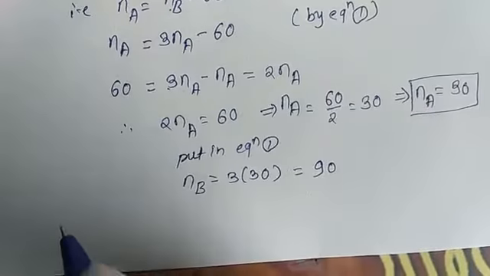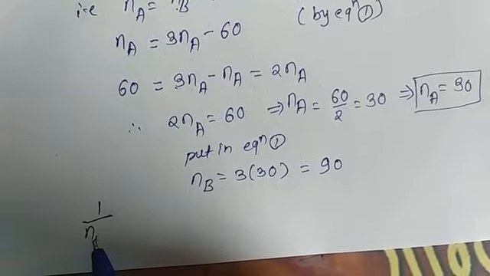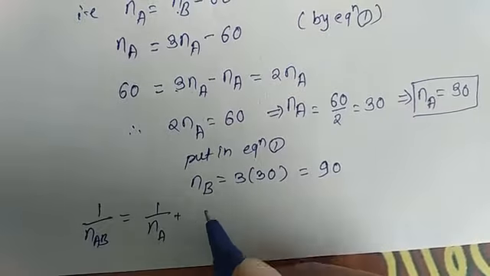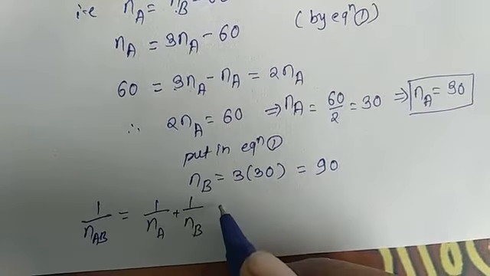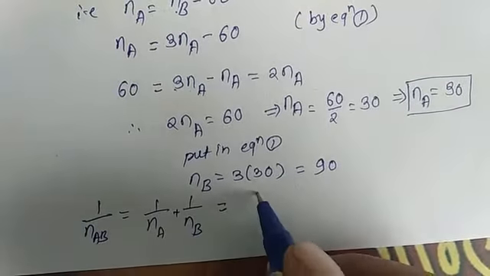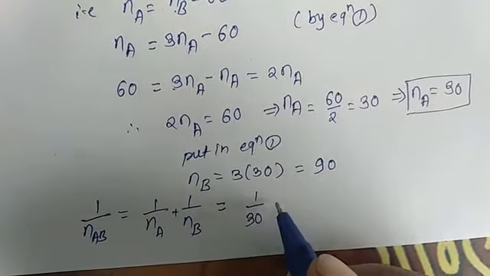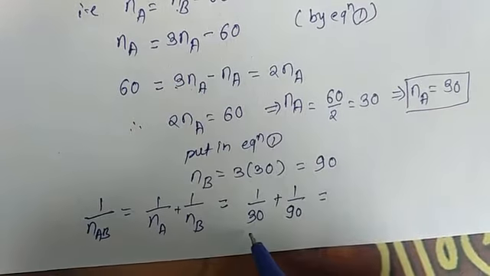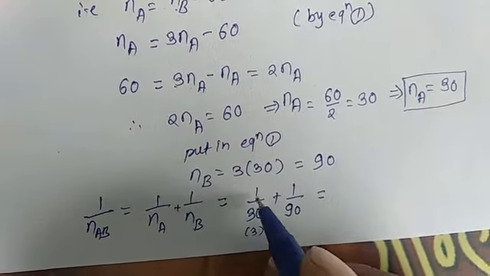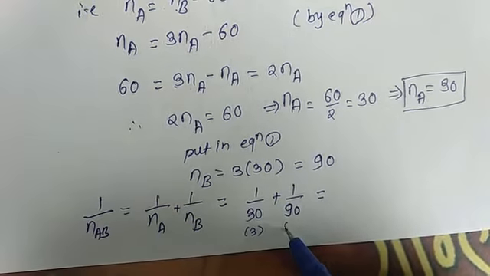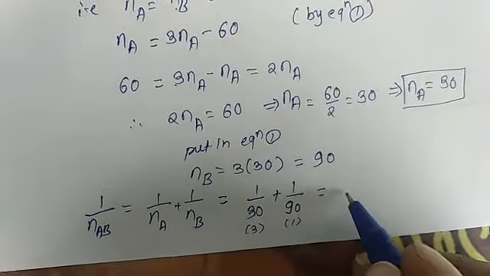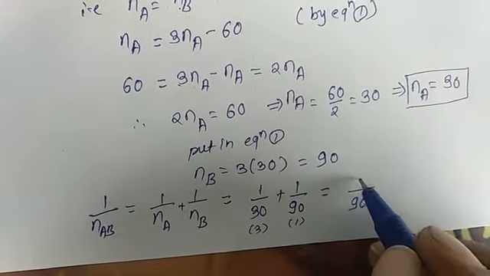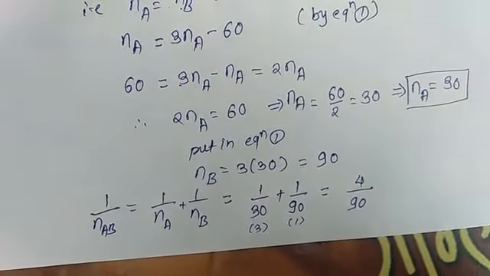That means 1 upon n_AB is equal to 1 upon n_A plus 1 upon n_B, which is equal to 1 upon 30 plus 1 upon 90. Here we have to take the LCM, so multiply 3 on numerator and denominator, and here 1. The denominator will be 90, and it will be 3 plus 1, which is equal to 4 upon 90.